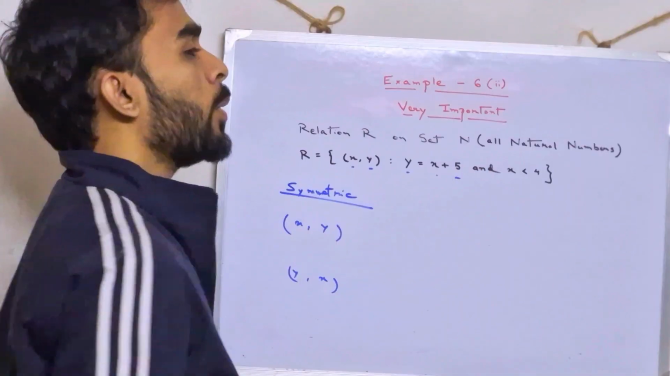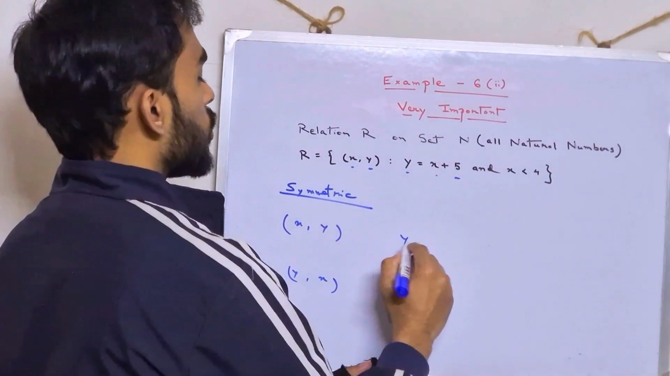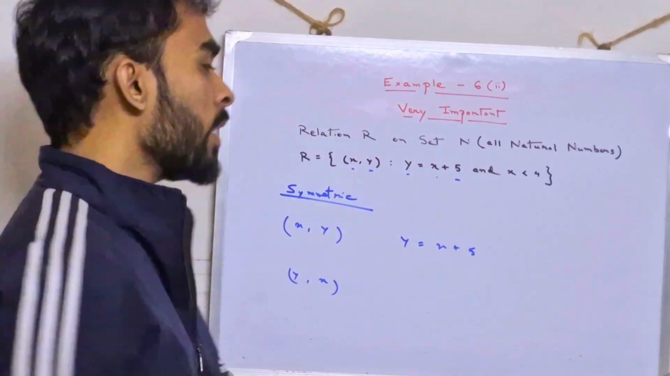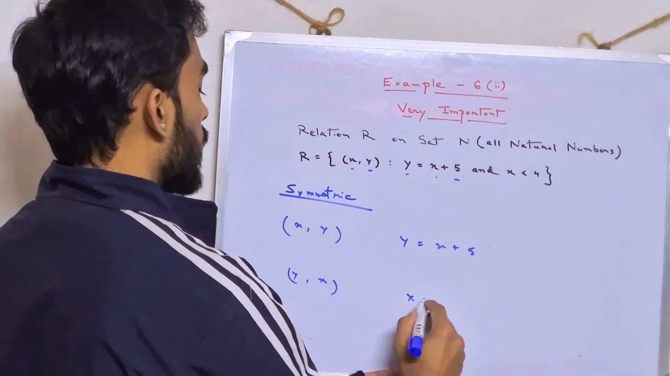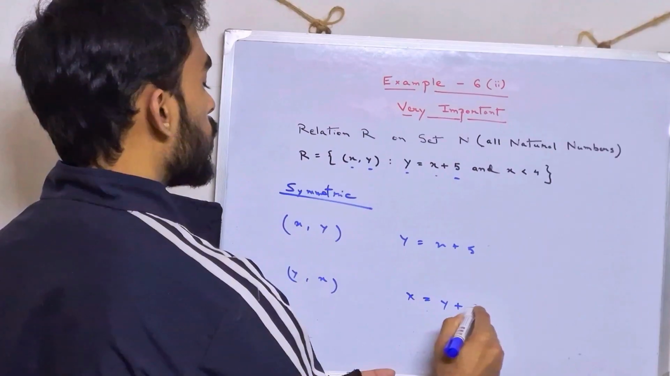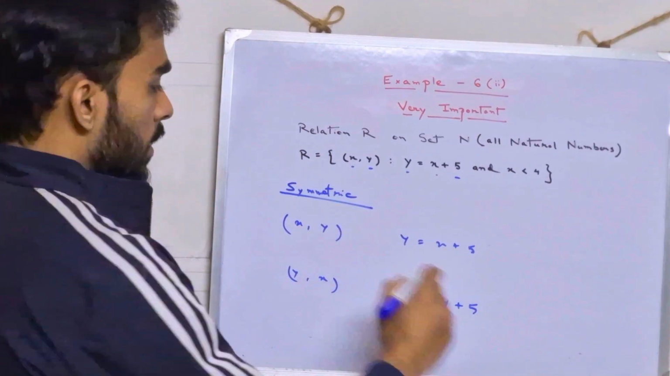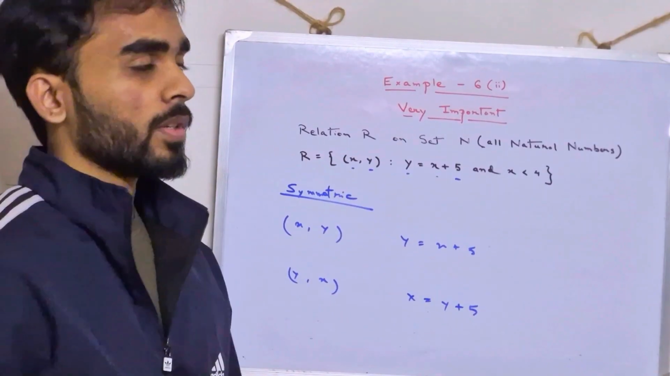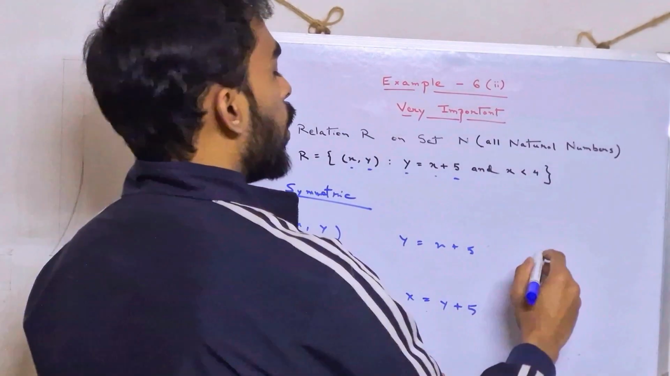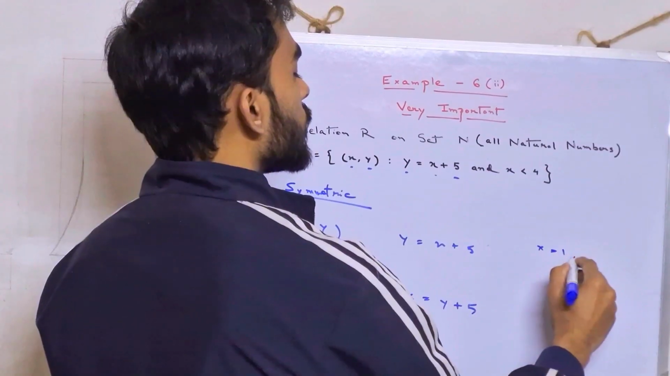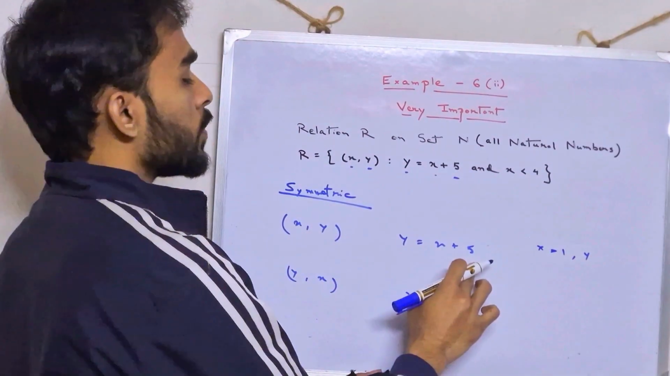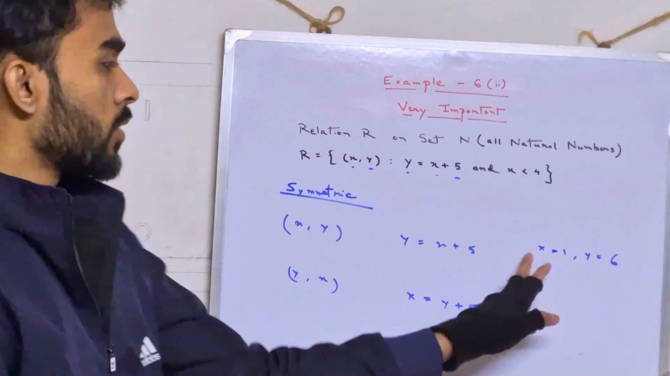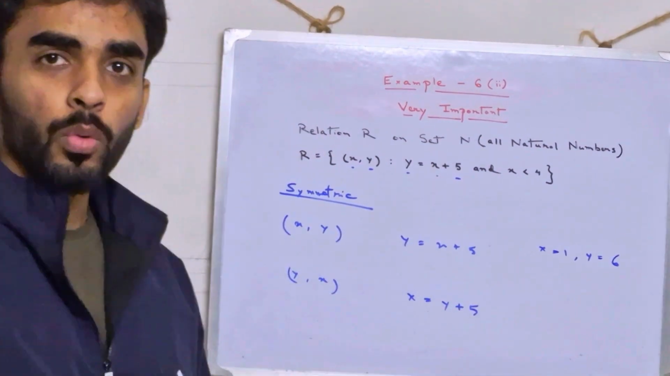So when will x comma y be in the relation? What is the condition? y equals x plus 5. In the same way, when will y comma x be in the relation? When the condition will follow that x equals y plus 5. Guys, simple to understand. For x comma y, y equals x plus 5. For y comma x, x equals y plus 5. Okay, let's take a value of x equals 1, then y will be x plus 5, y will be 6. See, for this set of values, the condition follows, right?